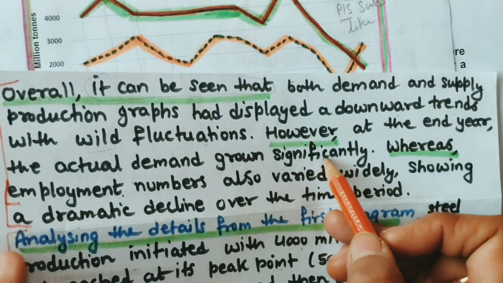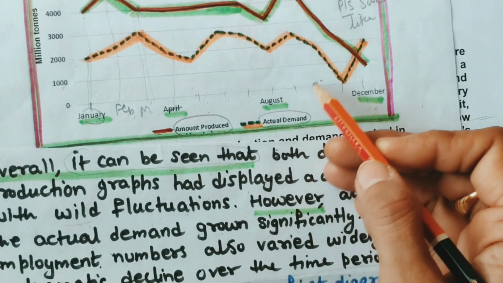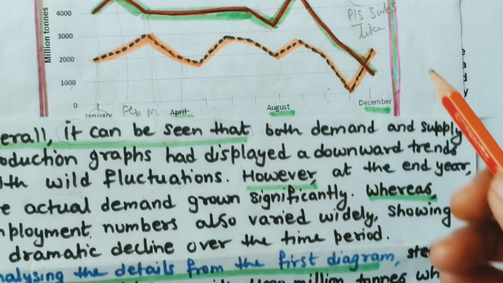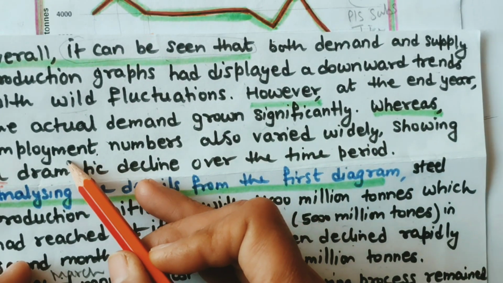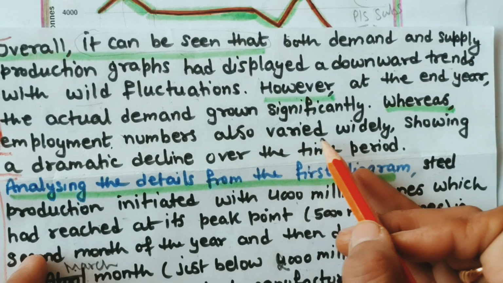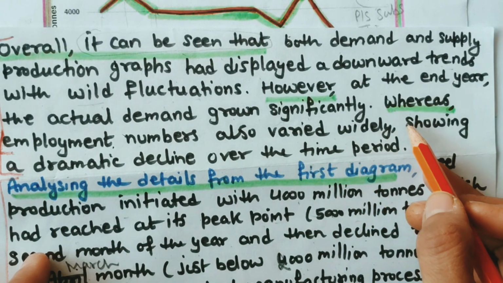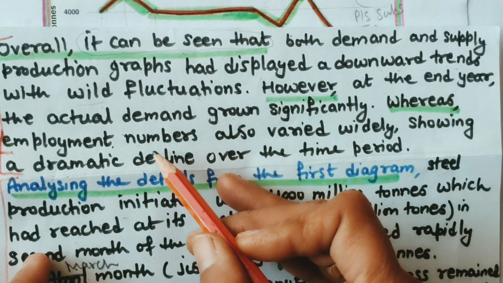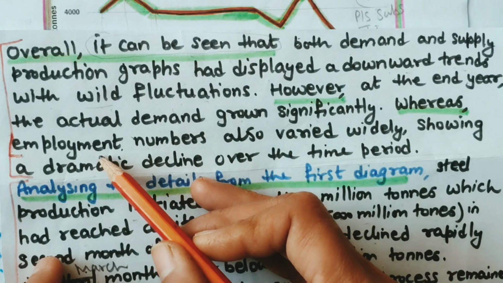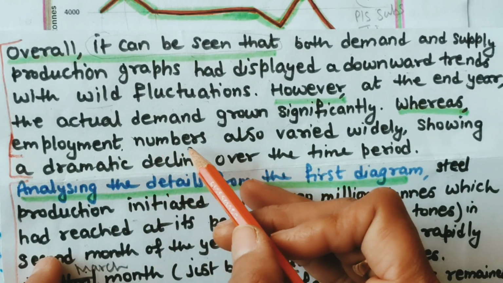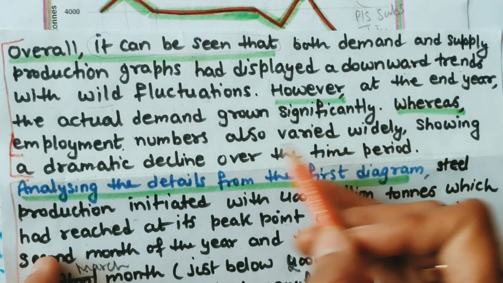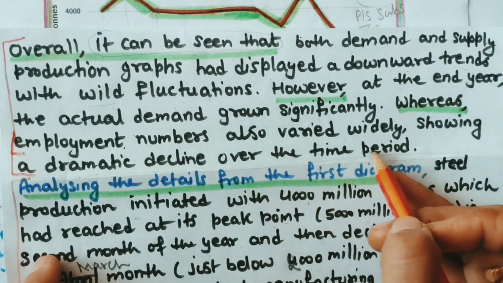Demand grown significantly. What is demand? The demand is the second line graph. It grew significantly, whereas employment numbers also varied widely. So we are talking about the second diagram, whereas in the other diagram, employment numbers also varied widely, showing a dramatic decline over the time period.